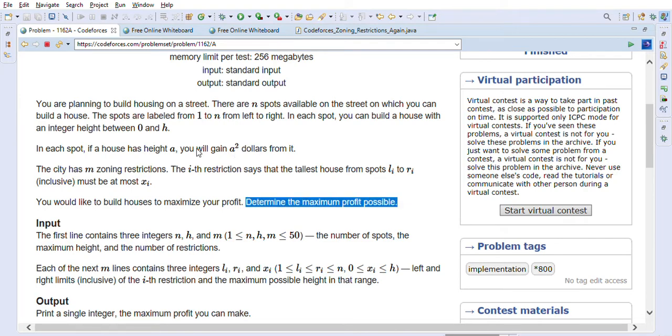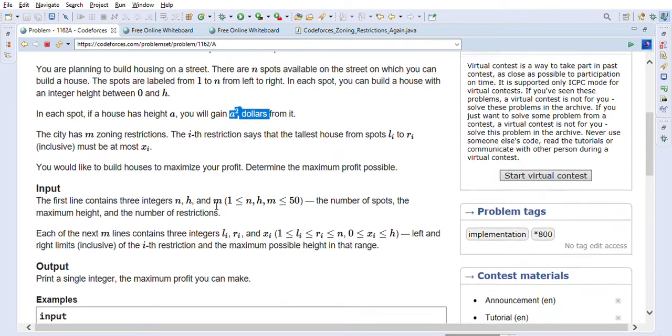So profit, as you can see, is the square of the height. If the height of the house is a, then we get a squared dollars. Which means that we have to maximize the height of each of our houses. Then that will assure that the money we make from these houses will be maximum.